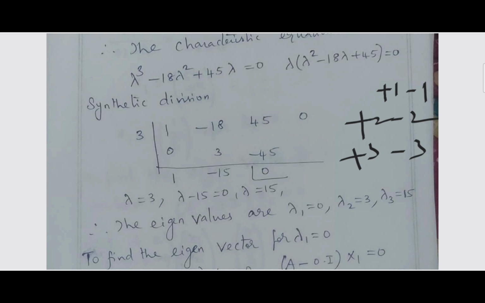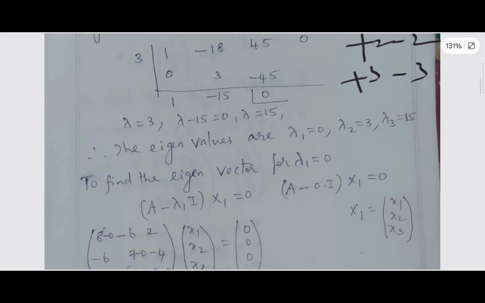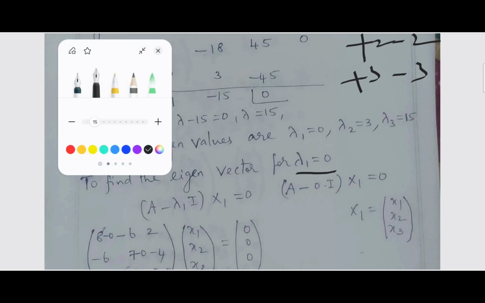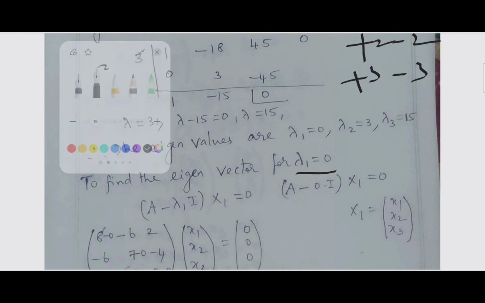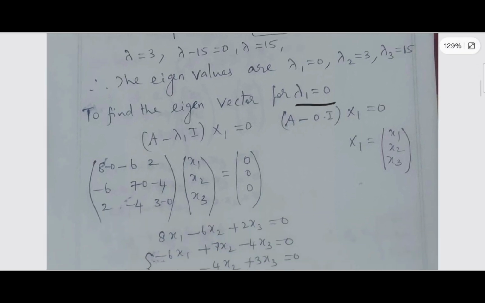Now to find the eigenvector, first the eigenvector for the first eigenvalue, that is lambda 1 equal to 0. So we'll start to find out for lambda 1 equal to 0. Now I am going to substitute that 0 here. Along the diagonal I substituted 8 minus 0, 7 minus 0, 3 minus 0. The remaining elements I have written as they are. Now into x1, x2, x3 equal to 0, 0, 0.